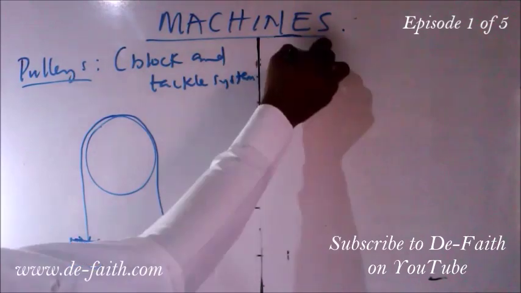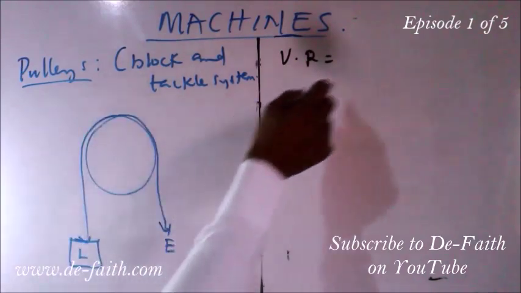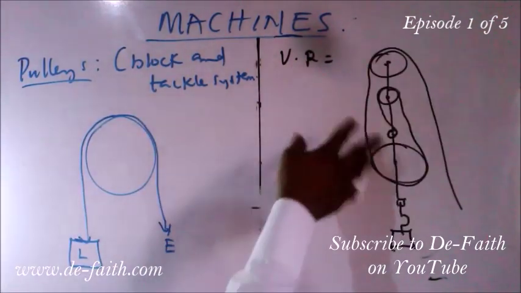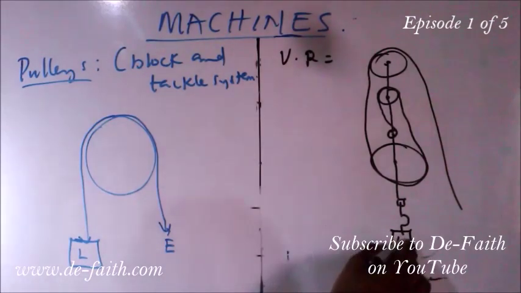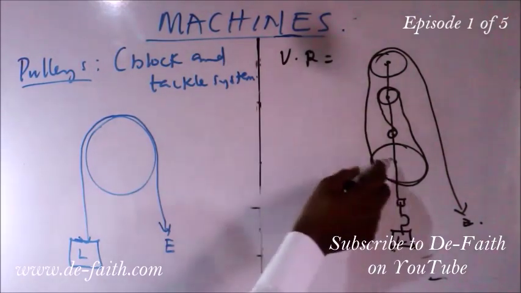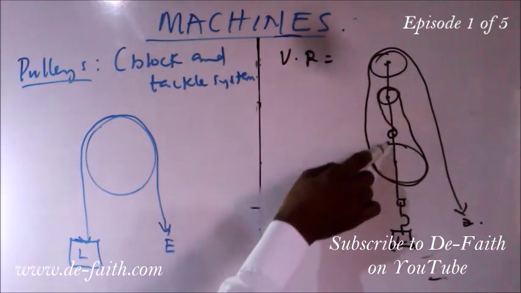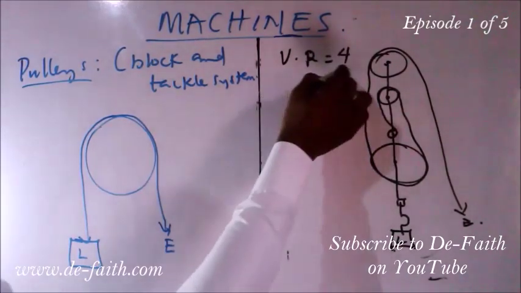Some of the wheels are fixed while some are movable. In this machine, the summary is that the velocity ratio of this kind of machine is gotten by counting the number of wheels we will have. So if you have a sketch of a pulley or a block and tackle system such as this, where this is the load and here we have our effort, the velocity ratio is gotten by counting the number of wheels. We have 1, 2, 3, 4. So we have 4 as the velocity ratio.